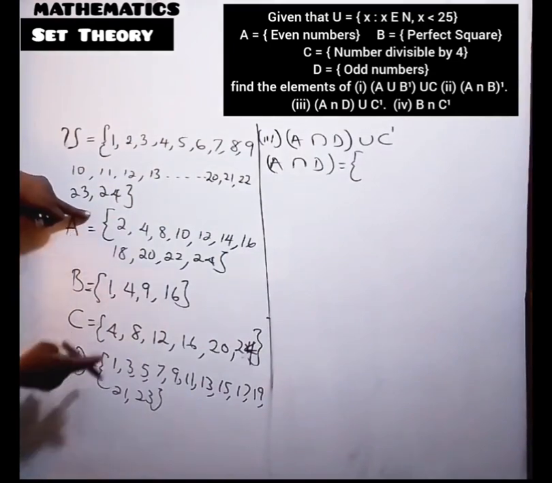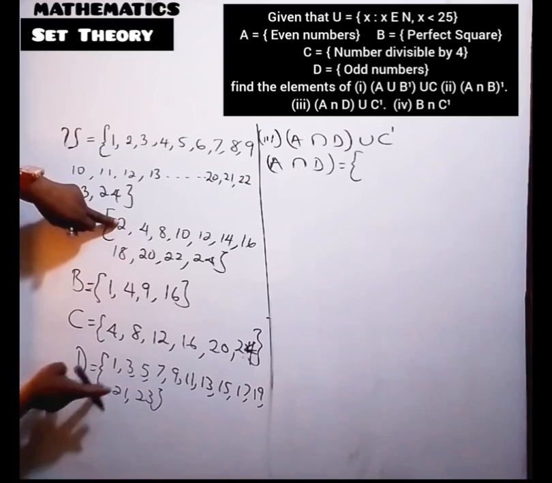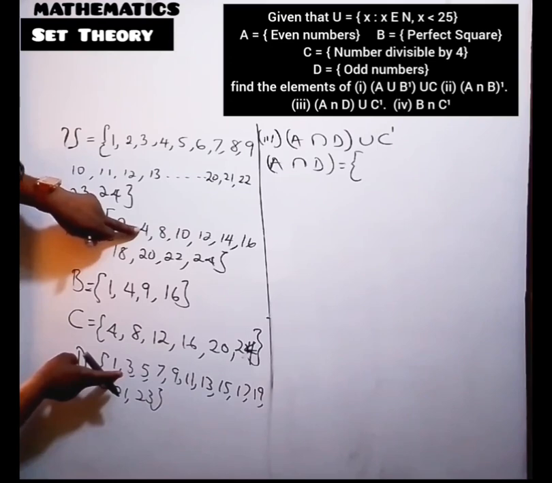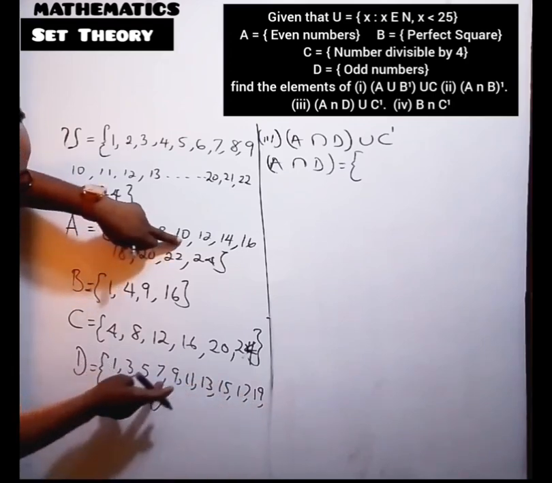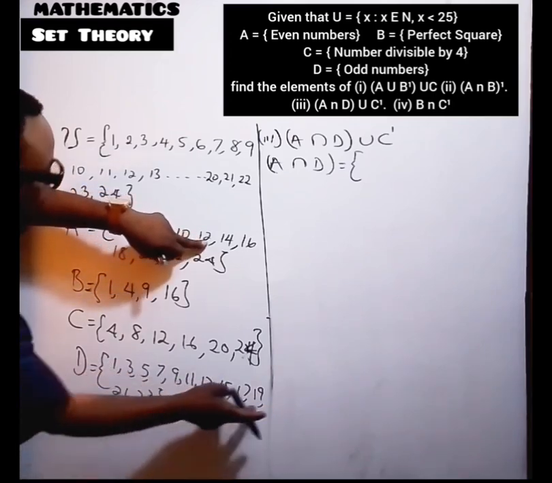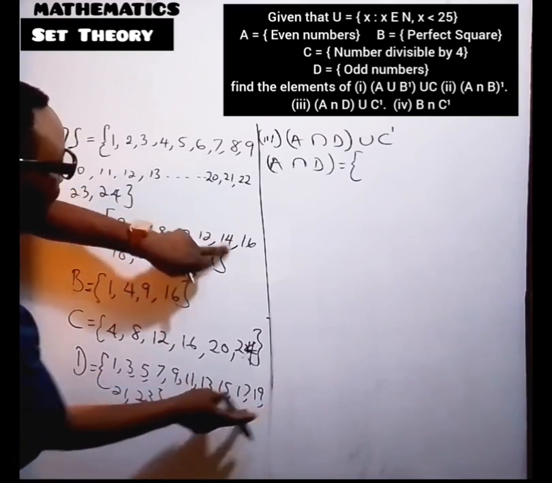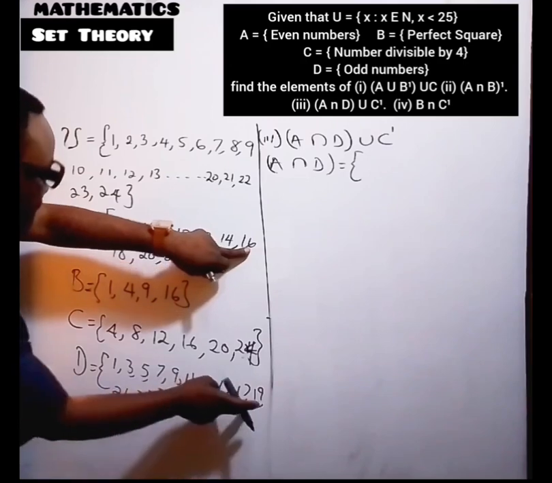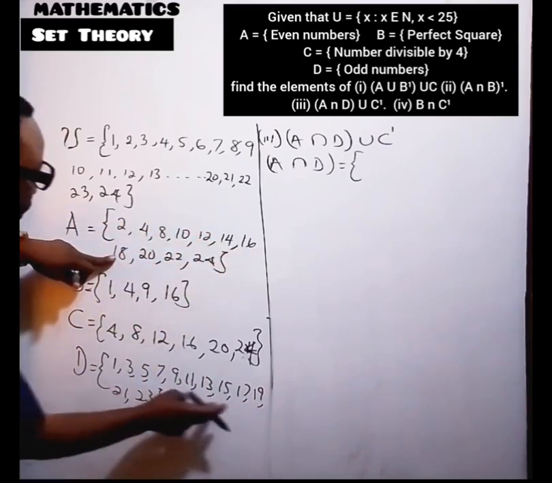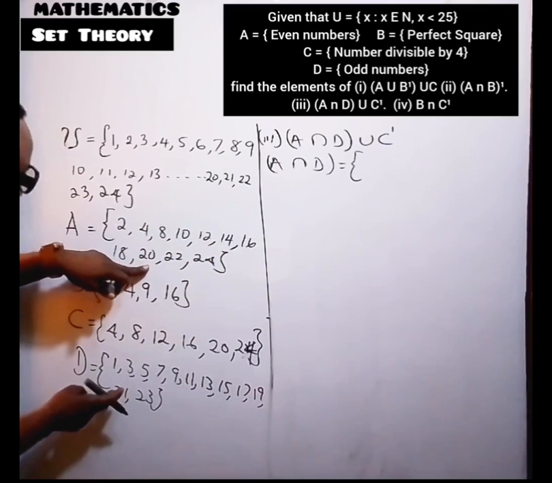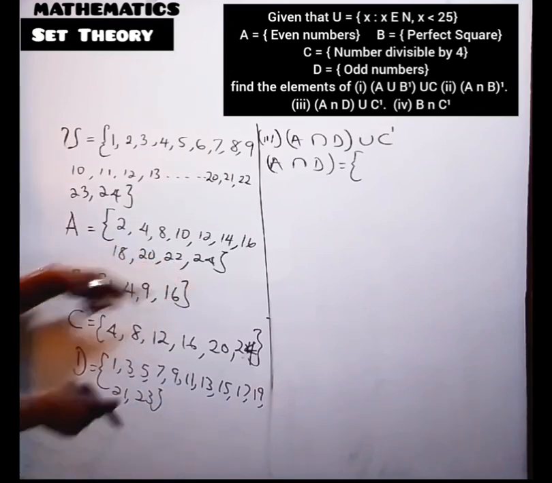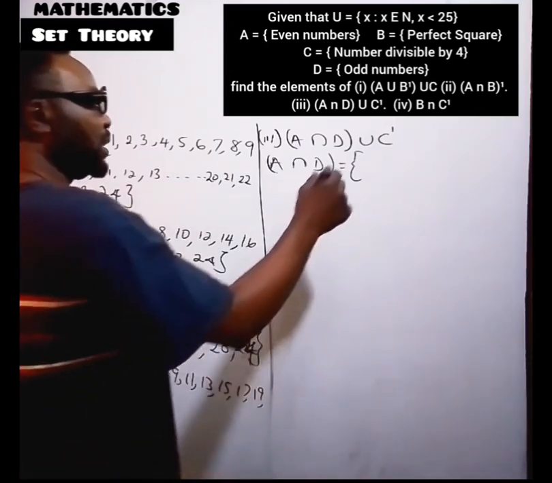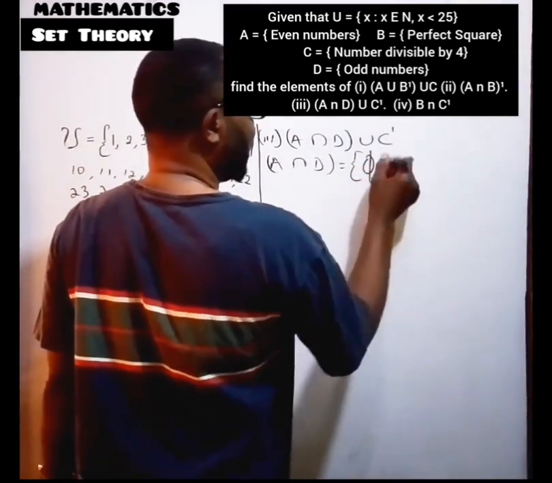This is the value of our A, this is the value of our D. 2 here, not 2 here. Intersection, don't forget, those are the common values we are looking for. 4 is not here. 8, no 8 here as well. 10, no. 12, no. 14, no. 16, no. 18, no. 20, no. 22, no. 24, no here as well. So that is a null set.